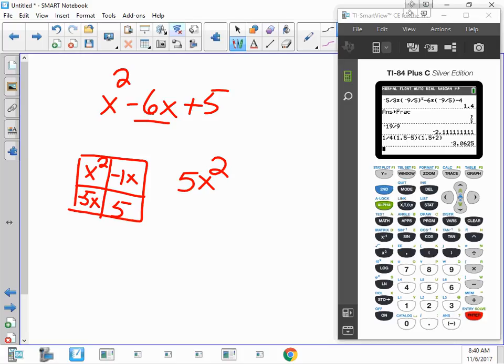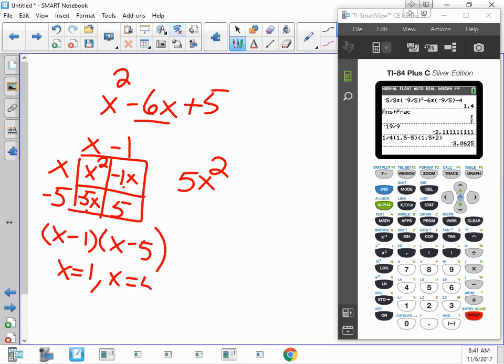And then I look at the top row. What do the top two boxes have in common? They have an x, and up here, if I take an x out, I'm left with x. And if I take an x out of this box, I get -1. And then if I take an x out of this box, I get -5. So x minus 1 times x minus 5. What are the roots? X equals 1 and x equals 5.